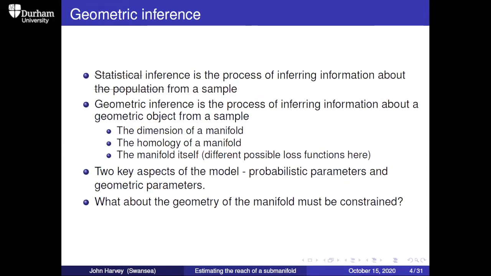So what sort of things do I need to control? Well, I still need to control this sort of information about the distribution, but I also will need to control information about the geometry of the manifold, because that is really information about the distribution as well. It's information about the support of the probability measure. And really what this talk is going to be about is what parts of the geometry do we need to constrain and how can we estimate those parts.